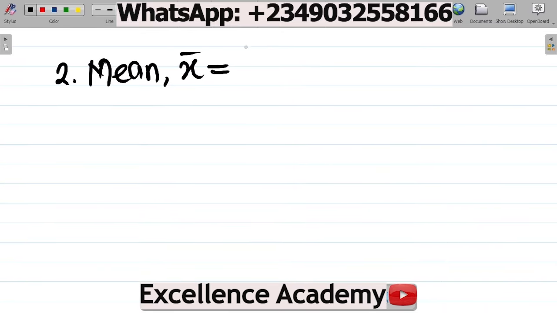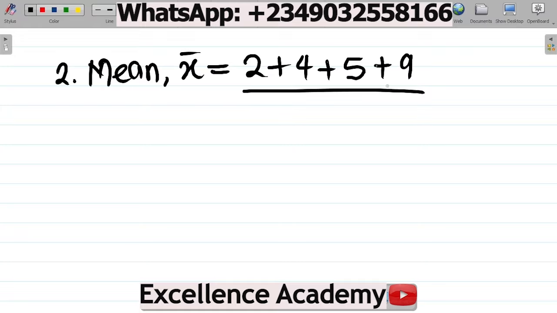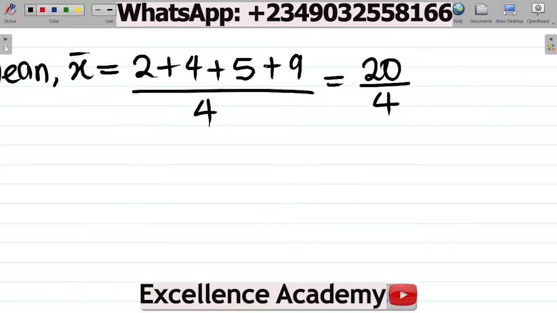That becomes 2 plus 4 plus 5 plus 9. Divide this by the number of items. You have 1 number, 2 numbers, 3 numbers, 4 numbers. So you have 4 numbers in total, right? So divide it by 4. If you add up the numerator here, 2 plus 4 plus 5 plus 9, you have 20. Divide this by 4. 20 divided by 4 is equal to what there? 5. With this, we've gotten the mean, but not the mean deviation.